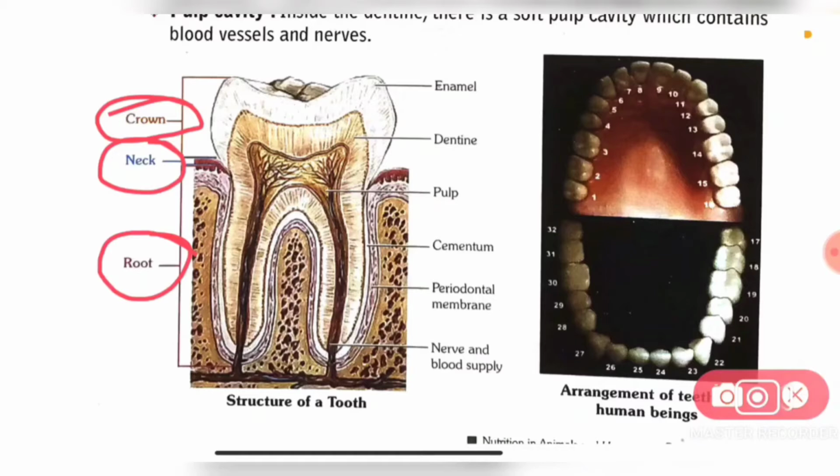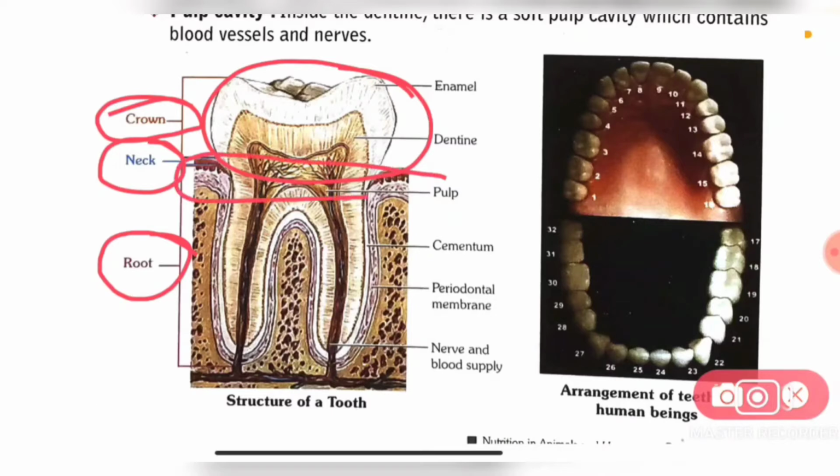So three main parts. First of all, the crown. It is the top part of the teeth that can be seen from the outside. বাইরে থেকে দাঁতের যে অংশটা দেখা যায়, that is called the crown. It is the top part of the teeth. Next part is the neck.